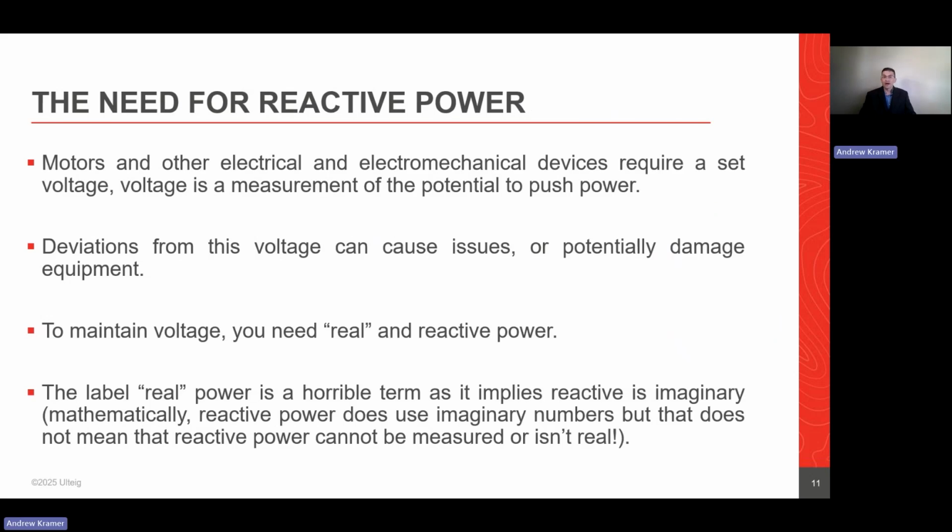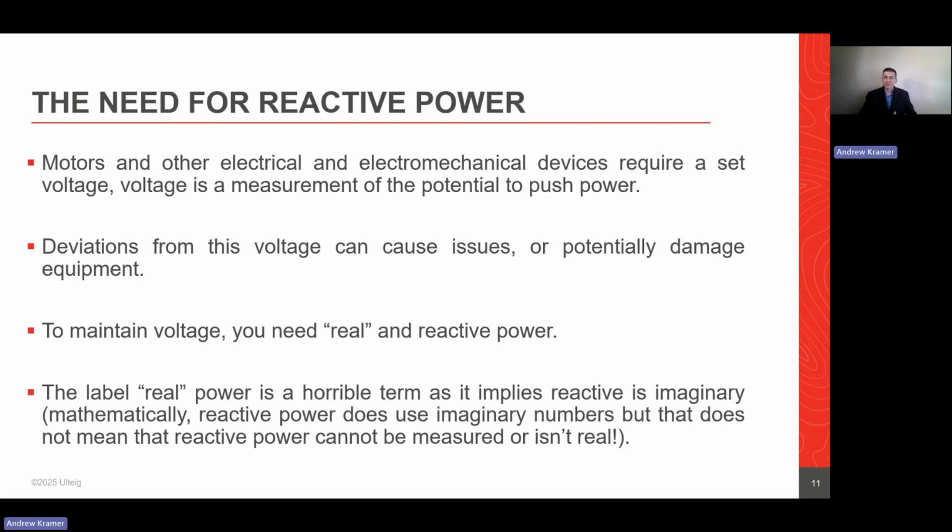So, the need for reactive power. Another price of using AC is that we have something called reactive power coming into the situation. Motors and other electrical and electromechanical devices require set voltages. Voltage is a measurement of the potential to push power down the lines, as we've seen before. Deviations from this voltage can cause issues or potentially damage equipment. So again, frequency deviations are bad, voltage deviations are bad. To maintain voltage, you need real power and reactive power.